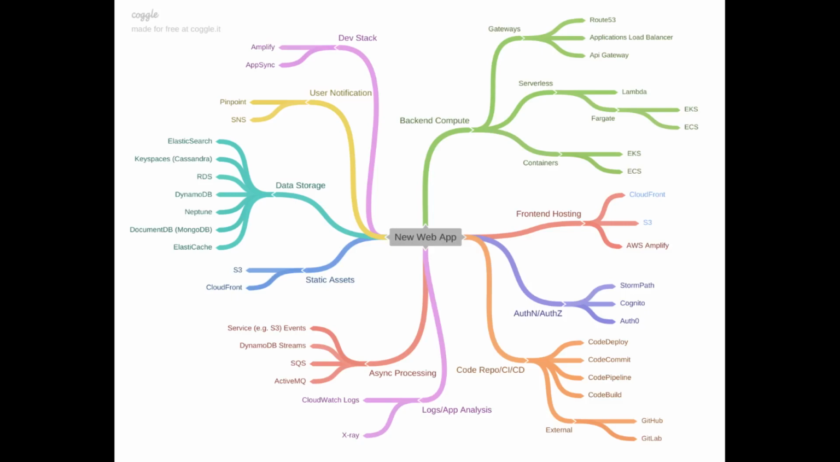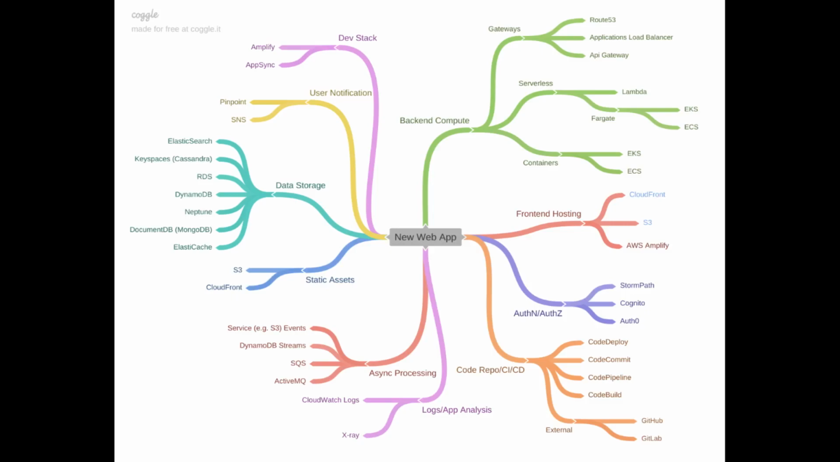And ElastiCache, yeah, you can think of it as a data storage service, but it's a caching service. So it provides Redis and Memcached as a service.